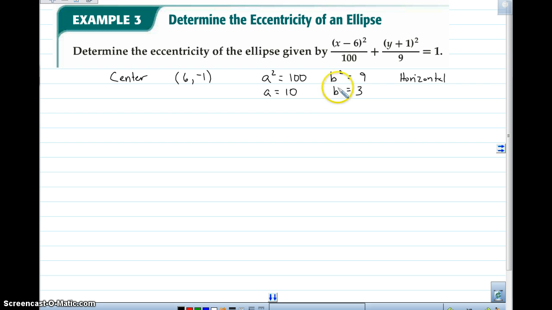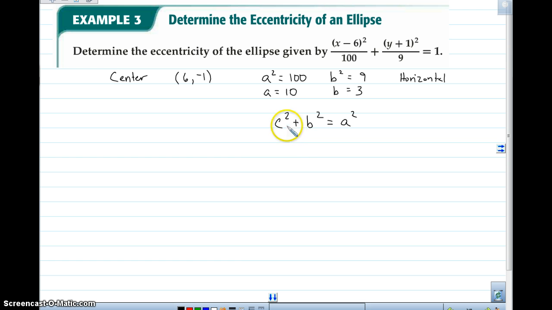Once you know A and B, you can solve for C. C is always going to be c squared plus b squared equals a squared. Remember, it's not the traditional setup for Pythagorean. We're used to calling C the hypotenuse, but in an ellipse, A, the distance from the center to the vertex, is always the largest side, and so that's always going to be your hypotenuse.